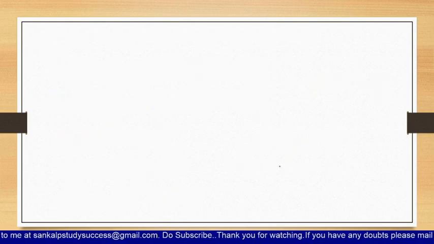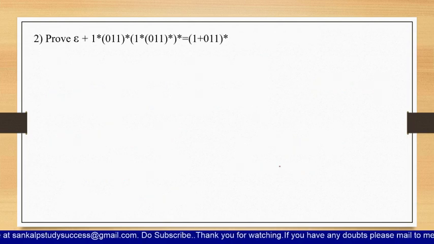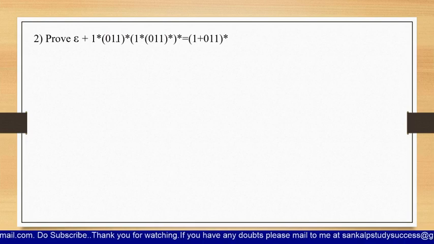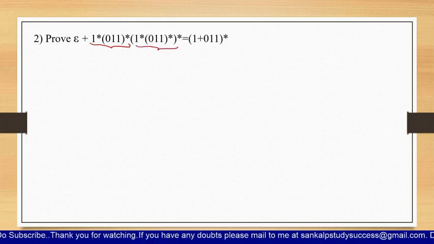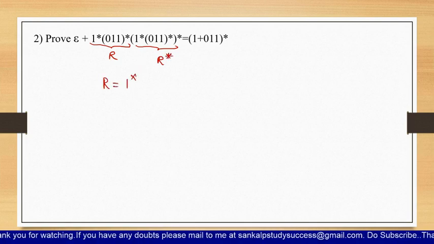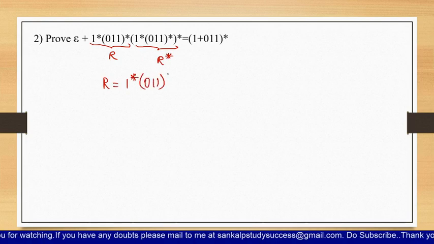Now, let us prove one more regular expression so that we will have good practice. Prove epsilon plus 1 asterisk of 0 1 1 whole asterisk and 1 asterisk of 0 1 1 whole asterisk. If you carefully observe, if you consider R, then this is nothing but R asterisk, right? If you consider this R, this will be completely R asterisk, where R is equal to 1 asterisk of 0 1 1 whole asterisk. See here, this is R and R asterisk will become whole asterisk, right?